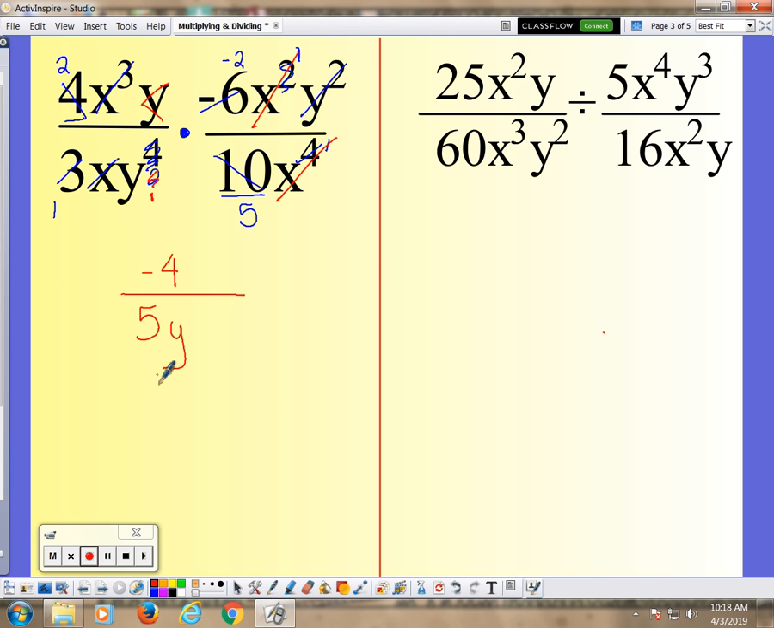Let's do that again. Except this time we're going to have to keep this first fraction the same, change the division to multiplication, and flip that second fraction.